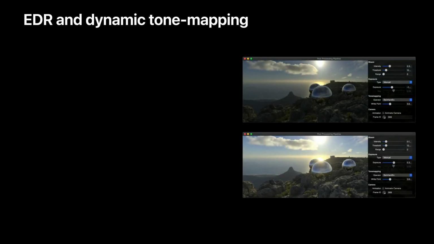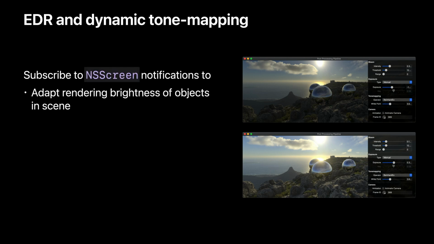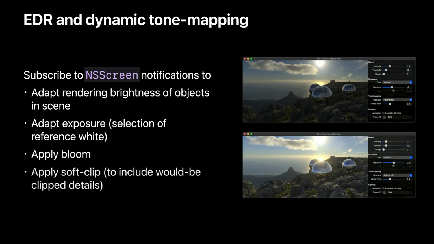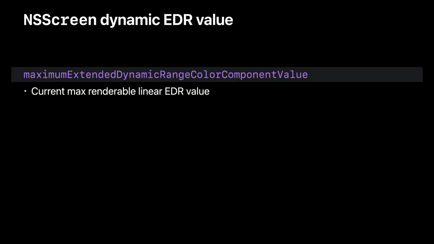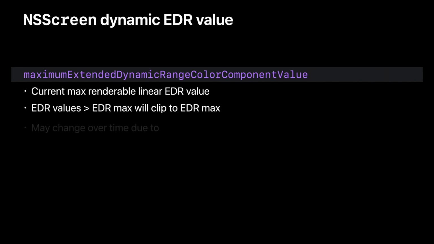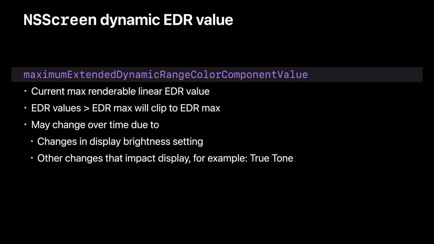Let's explore how sophisticated applications may stay abreast of the current EDR max value and accordingly adapt what they render. Applications may want to subscribe to NSScreen notifications, perhaps to adjust the brightness of objects in the scene, change the scene's exposure, apply a bloom effect, or even soft clip to ensure critical details are not lost. Presently, there is only one dynamic EDR value accessible from the NSScreen interface. It is maximumExtendedDynamicRangeColorComponentValue, and represents the current maximum renderable linear EDR value. As we have stated, EDR values greater than EDR max will clip to EDR max, and EDR max may dynamically change since it is dependent on characteristics such as display brightness or True Tone that may themselves change over time.